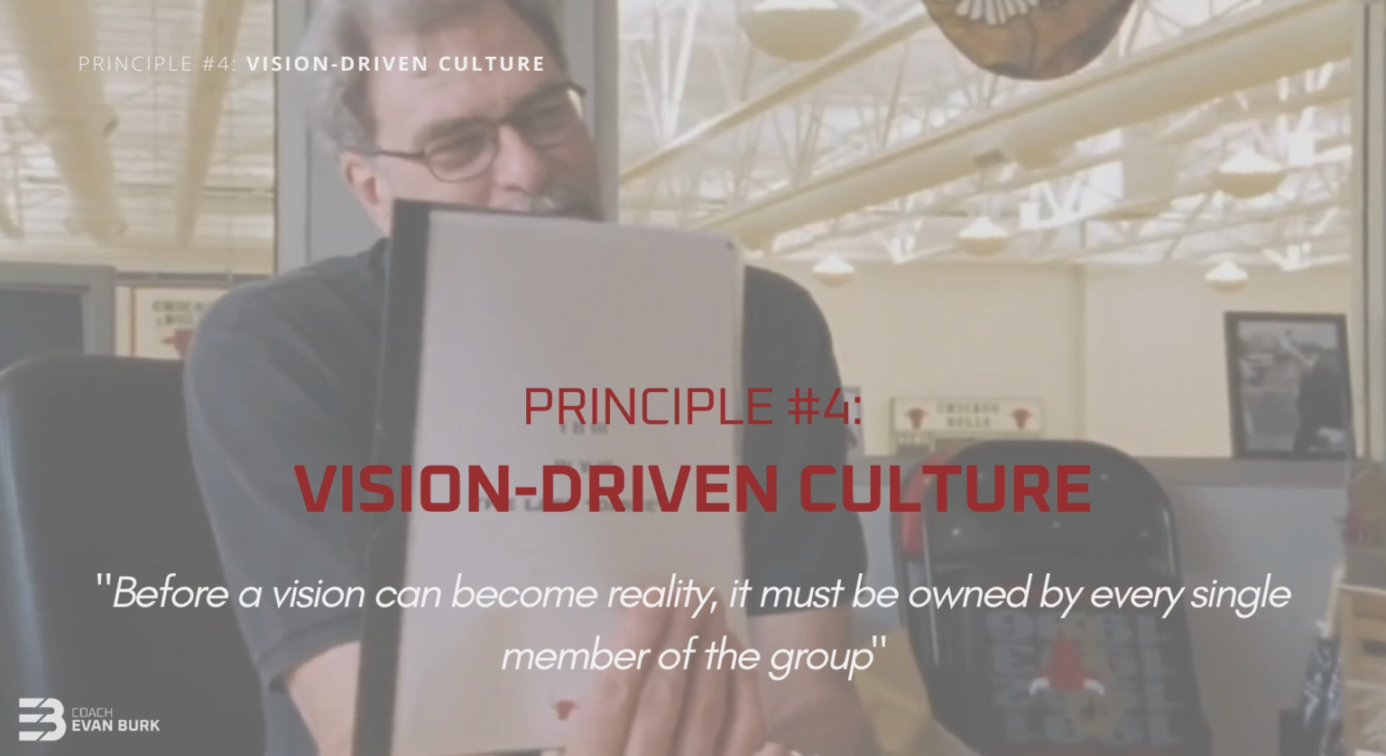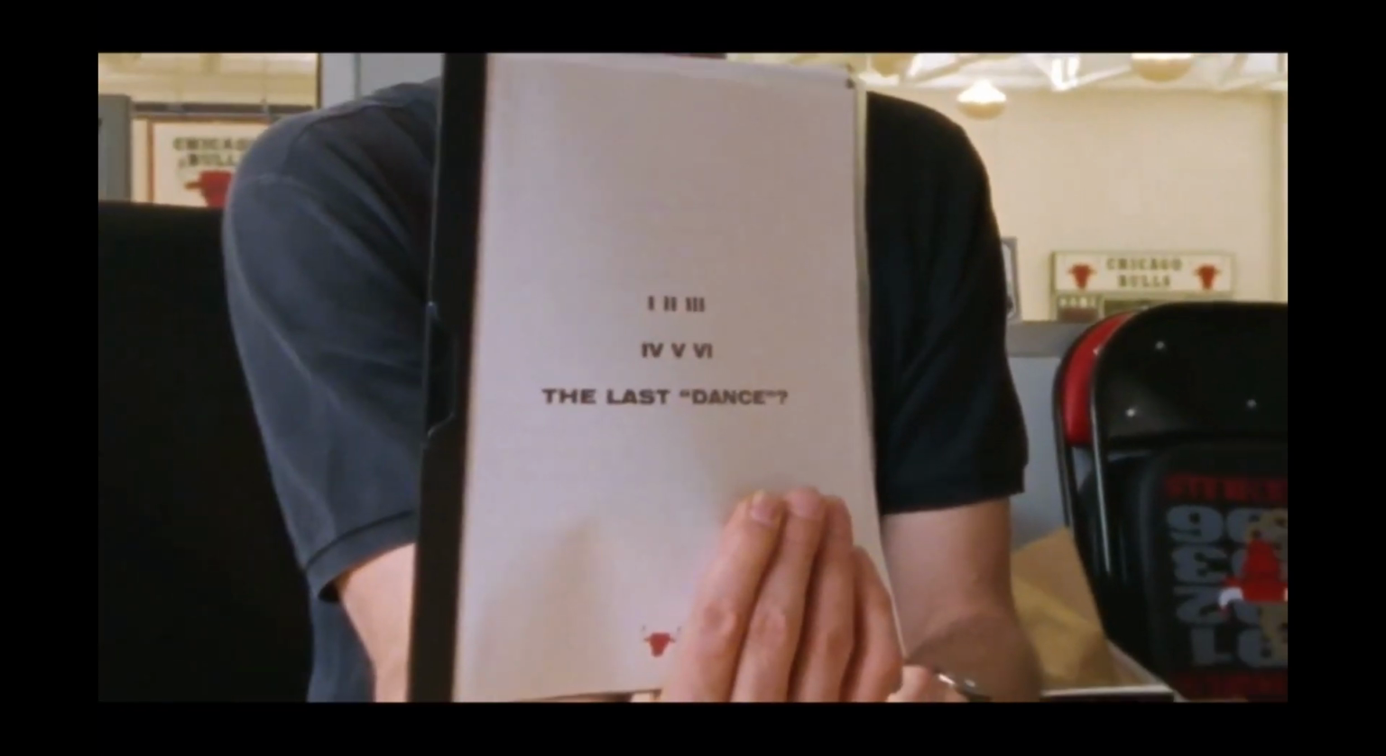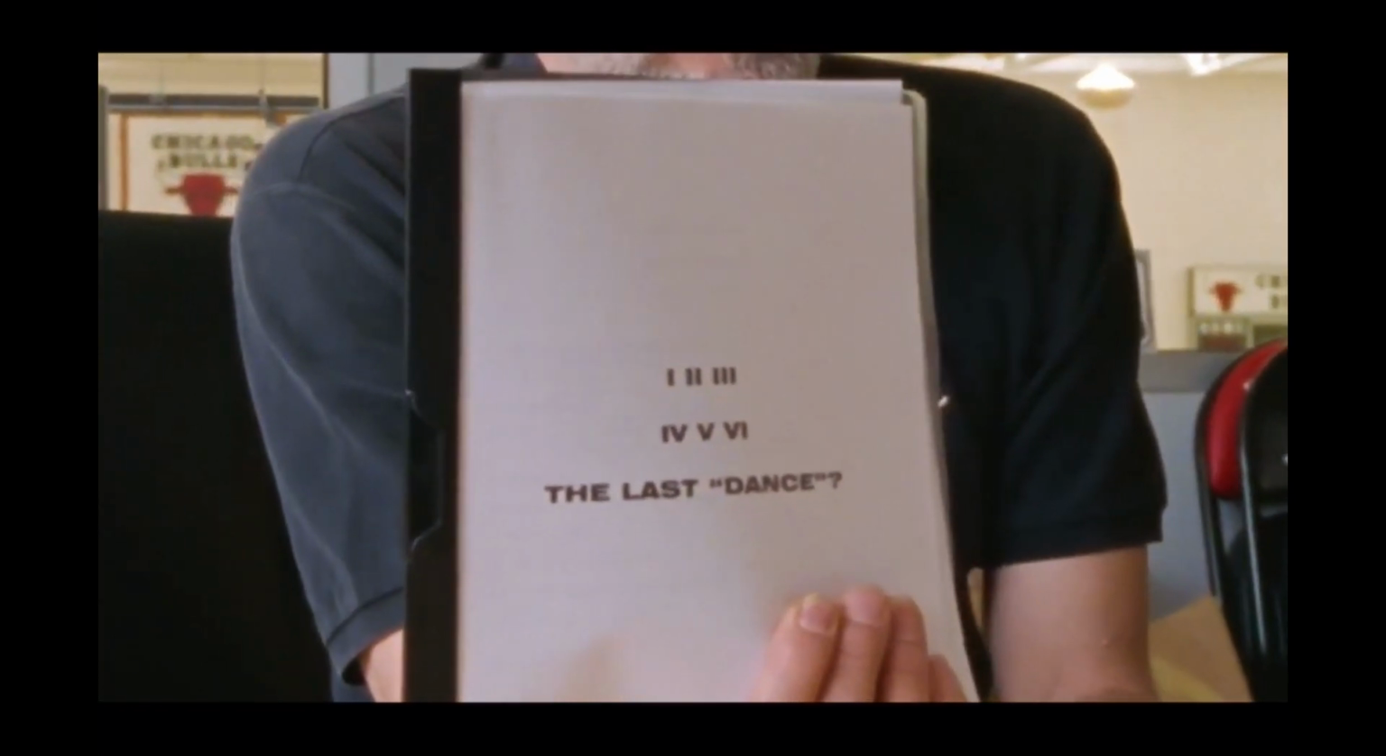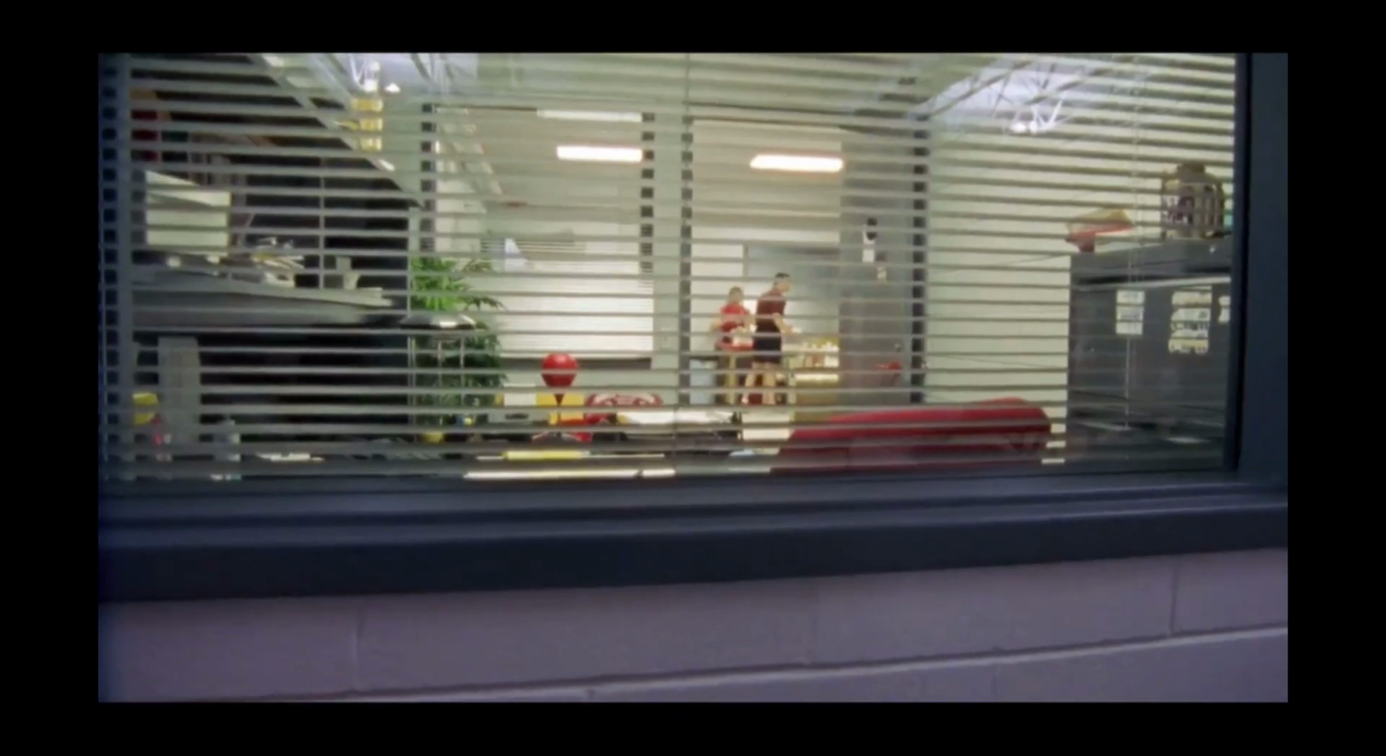Principle 4, vision-driven culture. Phil Jackson was a master storyteller who created compelling themes that unified his teams around something bigger than basketball. They show this at the beginning of The Last Dance documentary. At the first team meeting of the 1998 season, Jackson handed out a handbook that had Last Dance on the cover. He told the team this would be their final year together, so they needed to make it special. Steve Kerr said, "Phil always looked for a theme for every season. In typical Phil fashion, he had a name for it: The Last Dance."